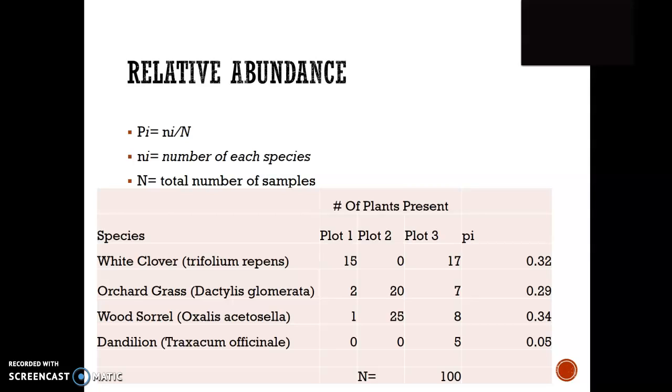You just take the number of individuals of a species and divide it by the total number of plants that were counted up. So in this case, we counted up 100 plants. We would divide the total number of, say, white clover by 100, and that gives us the relative abundance. You can see they're all relatively close to each other in abundance, except for our dandelion, which is relatively low.